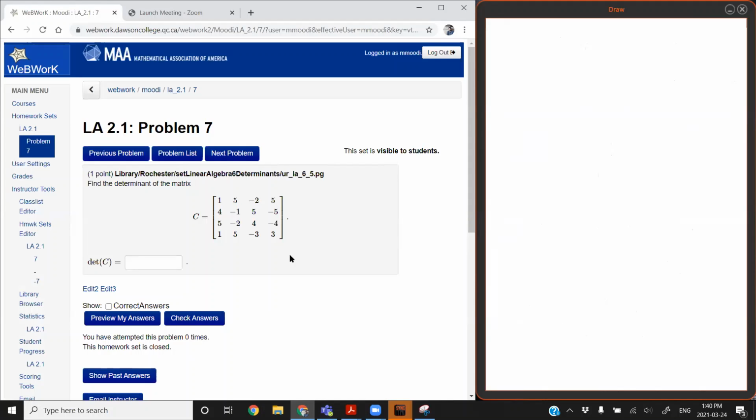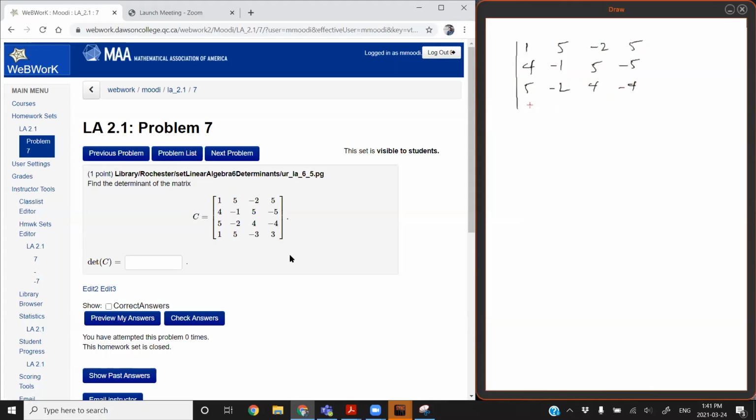I'm going to give you some time to work on this, and then I'll do it on the board. Okay. So this is the matrix that we're trying to find the determinant for using a row reduction or a combination. You can use a combination of row reduction and cofactor expansion. It's a good idea to always start with a row reduction.